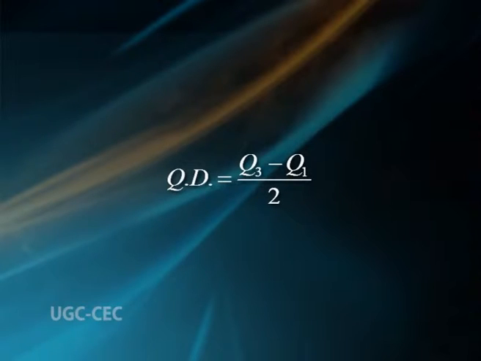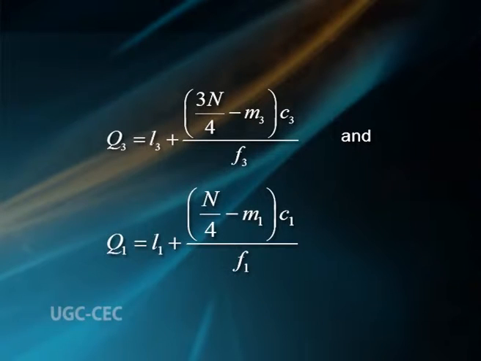The quartile deviation of the observations is defined as QD equal to (Q3 minus Q1) divided by 2. If the observations are given in the form of a frequency table, we know the method of finding Q1 and Q3 by the expressions Q3 equal to L3 plus (3n/4 minus M3) into C3 by F3 and Q1 equal to L1 plus (n/4 minus M1) into C1 by F1.